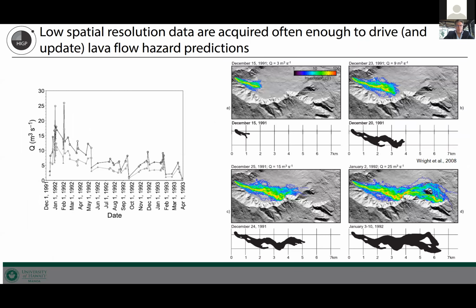You can drive lava flow simulations. This is something that I did a while ago. All I did here was take a numerical lava flow simulation model, which required effusion rate as an input. I just derived the effusion rate from the satellite data, and then took that effusion rate and used it to derive the numerical prediction.